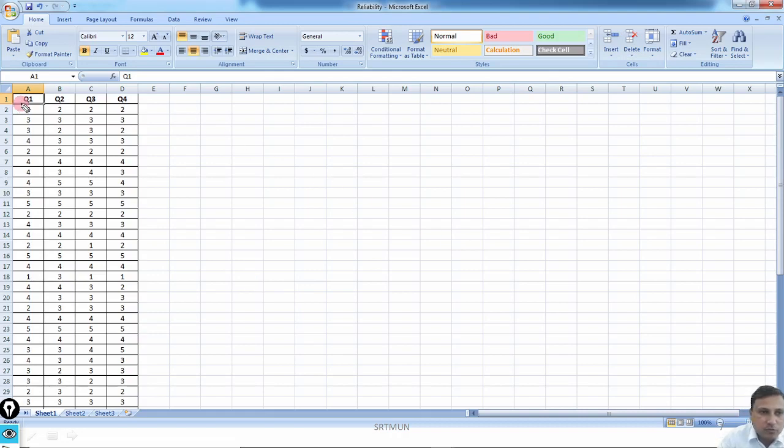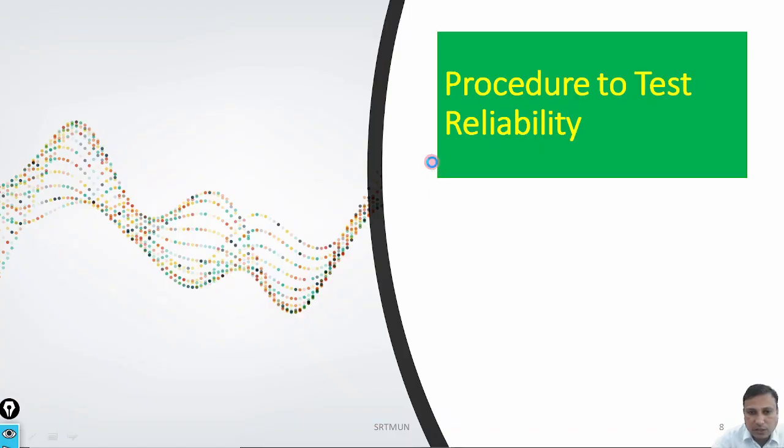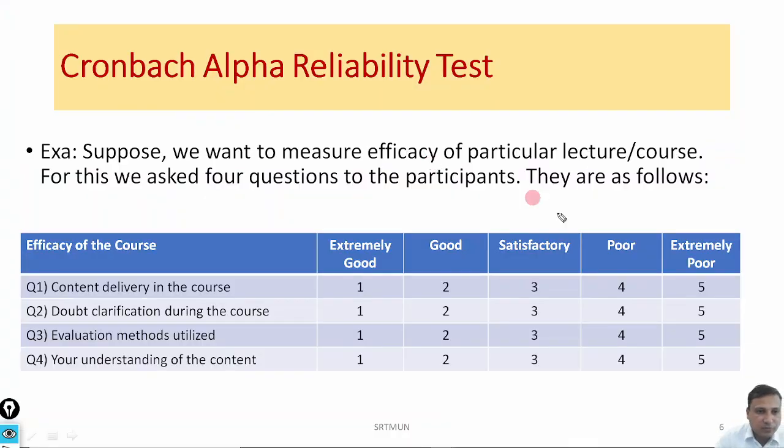Here is question number 1, question number 2, question number 3, and question number 4. Each question is a separate item. Fine. This is a term that we are going to use for the one latent variable. So what are the questions? Let me go back and see the questions. The first question: how is the content delivery? My respondent is going to just choose any one of the options. Doubt clarification during the course, how was it: extremely good, good, satisfactory, or what.